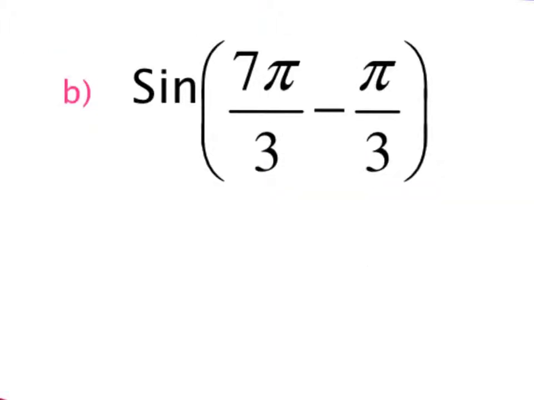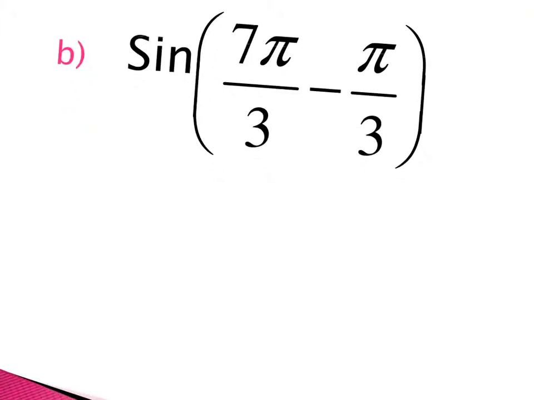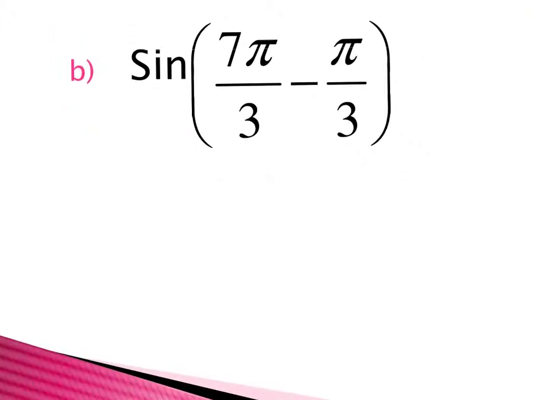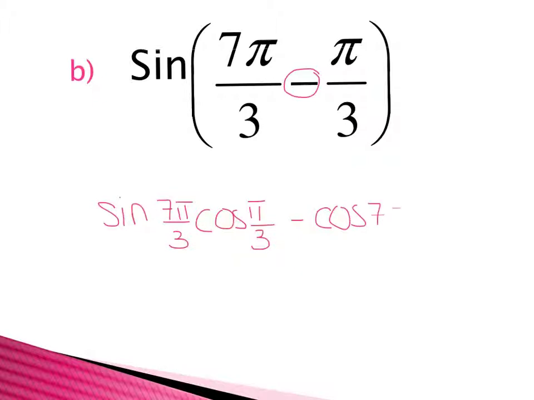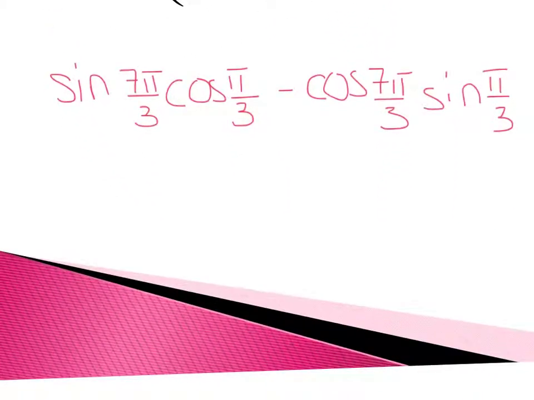All right, let's do the same thing here on B. Here I have the sine. So when I have sine and I'm going to set it up, the formula is the sine stays the same in the formula. For sine, it stays the same. So sine of the first angle, cosine of the second angle, minus cosine of the first angle, sine of the second angle. And now I'm just going to simplify that using the unit circle. Okay, so let's go ahead and do that.